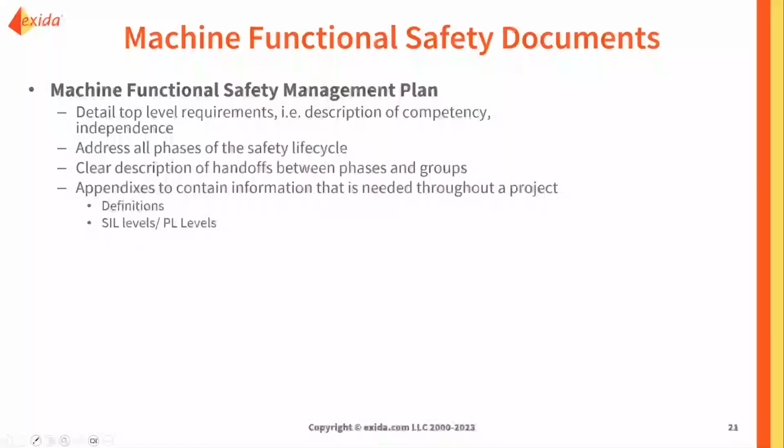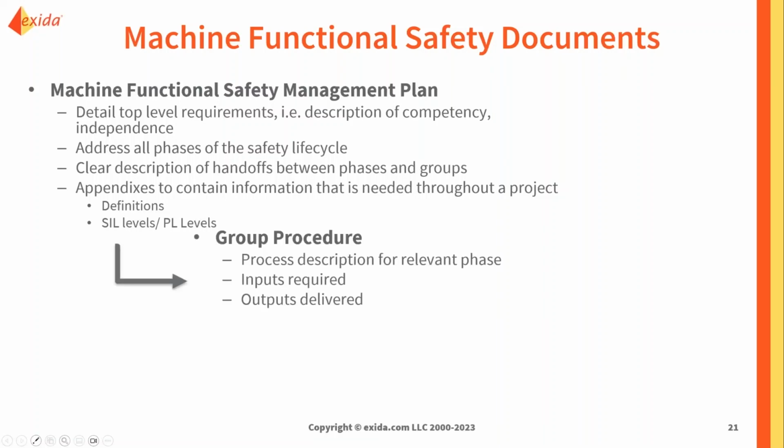If we look a little bit more at the specific documents in the machine functional safety plan, typically this will start out with a top level document that we call a machine functional safety management plan. So your top level requirements: what needs to be in place for competency, for independence, making sure that all of the phases of the life cycle are addressed, and then identifying a clear description of those handoffs between different phases, between different groups.